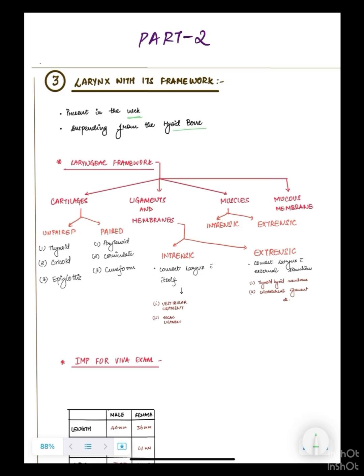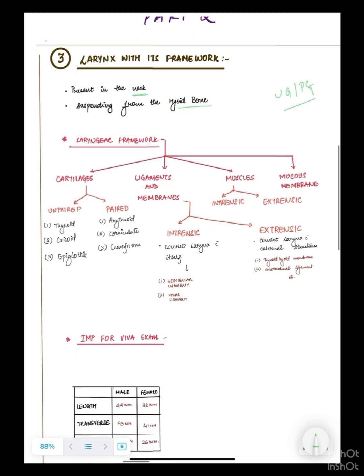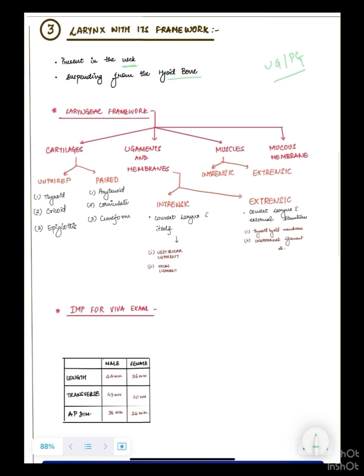So, whenever there is a question about laryngeal framework in both UG as well as PG, in UG you do not need to write in more detail, but in PG you need to write in a more detailed manner. So what comprises the laryngeal framework?